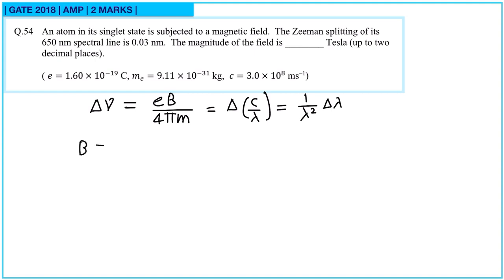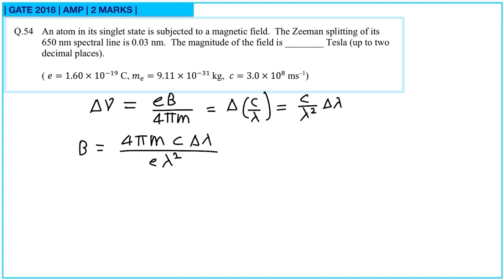So from here B is equal to 4 pi m into c into delta lambda upon e into lambda square. I am equating this. From here I can write this.